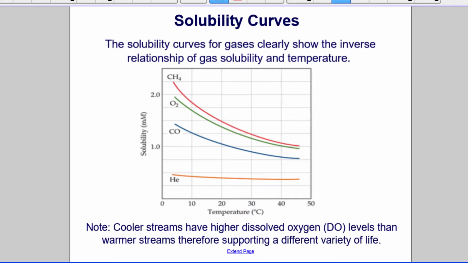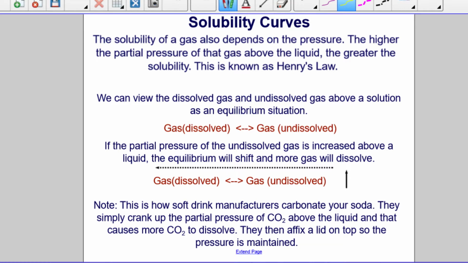Whereas the solubility curves for gases clearly show the inverse relationship of gas solubility and temperature. So as the temperature increases, the solubility decreases. The solubility of a gas doesn't just depend on temperature, it also depends on pressure. So the higher the pressure above the liquid, the greater the solubility.